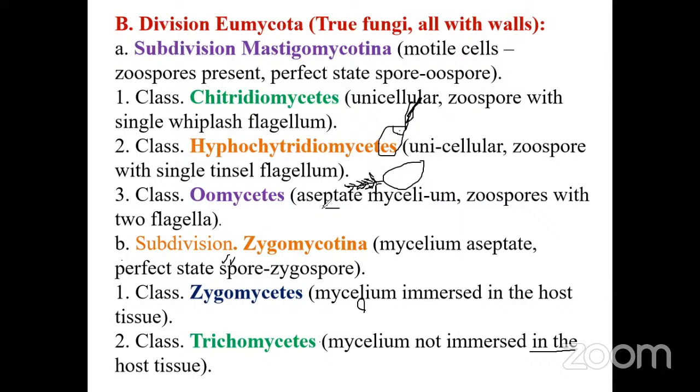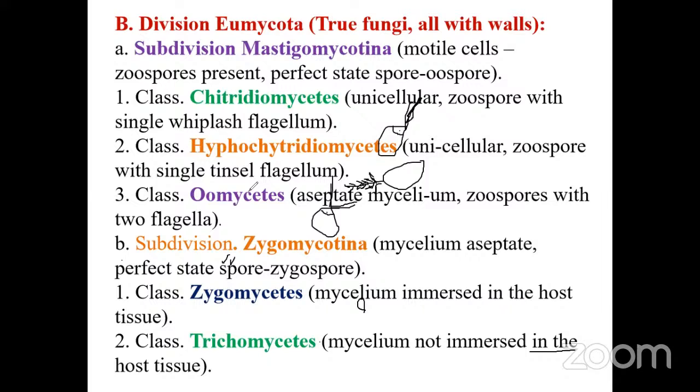And if both types of flagella, two flagella, are present, that we call Oomycetes. The single flagellum has two types, Chytridiomycetes and Hypochytridiomycetes, and the second one, Oomycetes, has two flagella, not single. Based upon the flagella, divided into three: Chytridiomycetes, Hypochytridiomycetes, and Oomycetes.